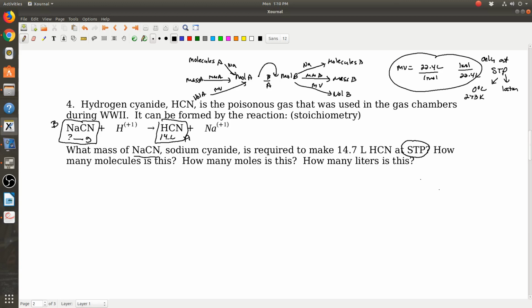All right, so we're going to do this. We've got to figure out where we're starting. We're at liters of A, so that means we're starting here at the volume of A. And I want to get to the mass of B. So this is the path I have to go, from volume to moles. So I'm going to start with what I know.